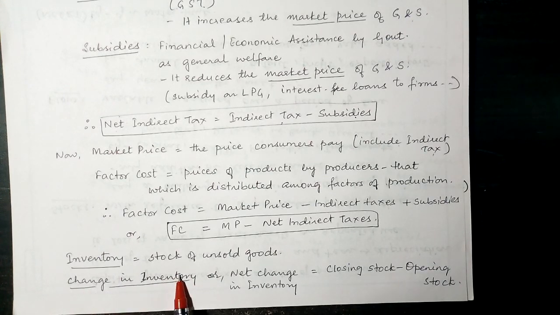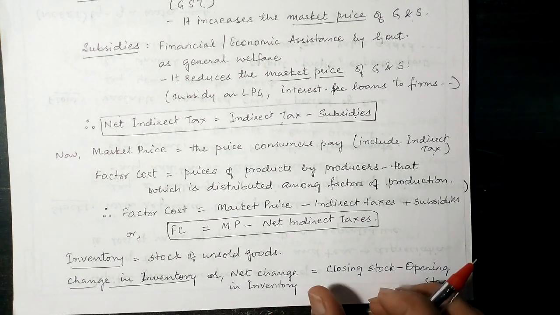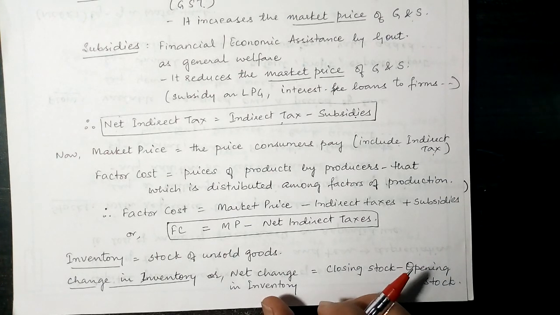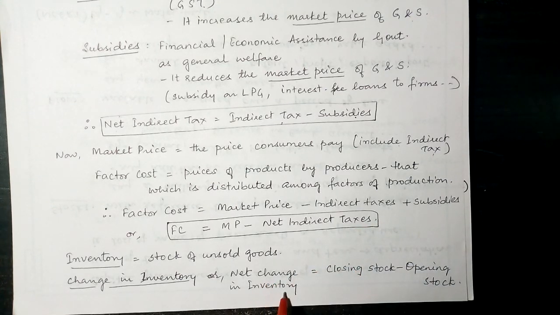The next is change in inventory or net change in inventory. Net change in inventory would mean closing stock minus opening stock. Now, change in inventories takes place over a period of time and hence we are calling it a flow variable. This inventory is treated as capital, and the change in inventory is treated as investment because it is addition to the stock of capital of a firm, and hence it is a flow variable.